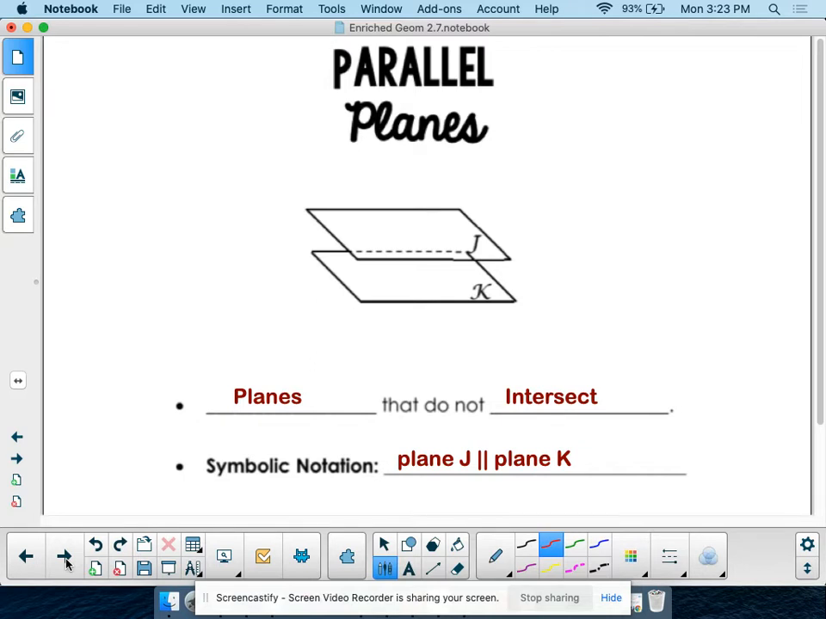Parallel planes are basically the same thing as parallel lines. They are two planes that do not intersect, so they are kind of levitating on top of each other. Like if you were to hold two pieces of paper out in front of you and they wouldn't touch, that's what this is demonstrating. Symbolically, you'd say plane J is parallel to plane K, with those two vertical bars.